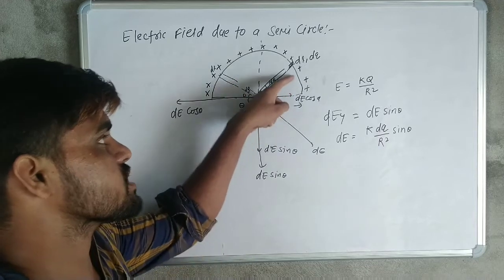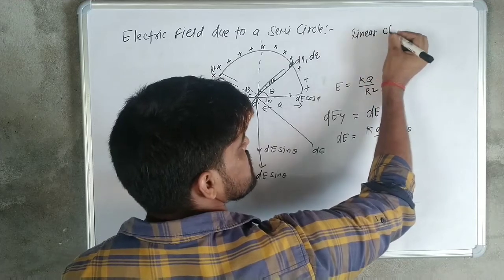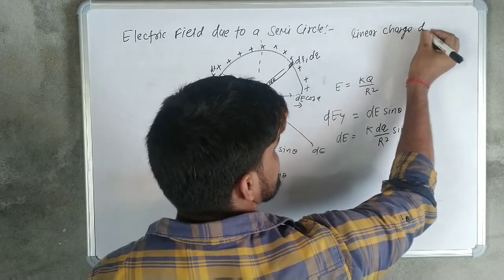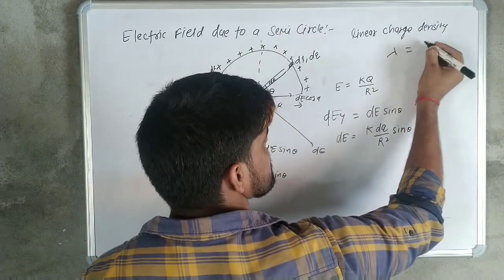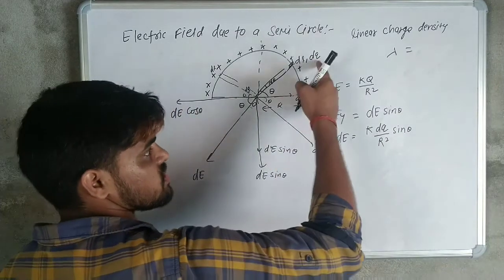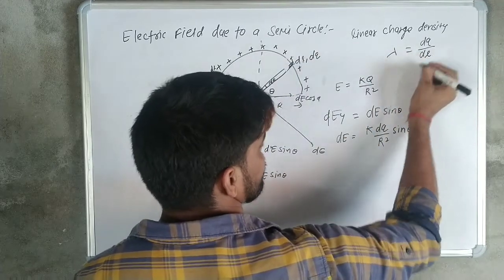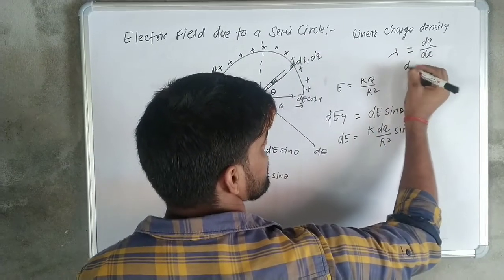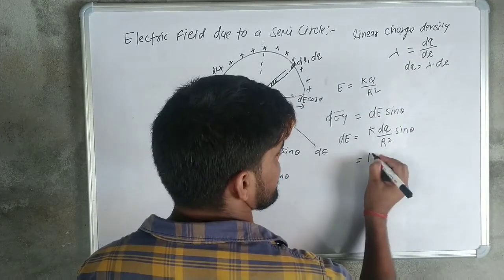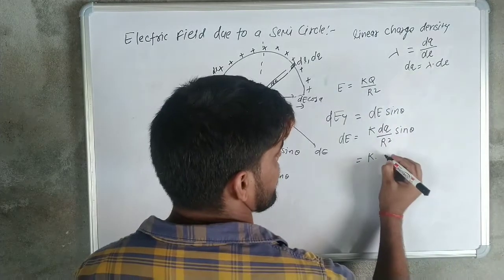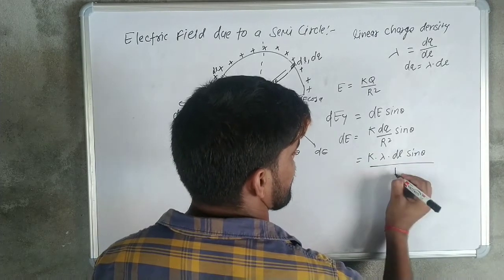The linear charge density of this semicircle, lambda, is equal to charge upon length. The charge is dq and the length is dl. So we can write dq equal to lambda into dl. So K into dq upon R square becomes K lambda dl sin theta upon R square.